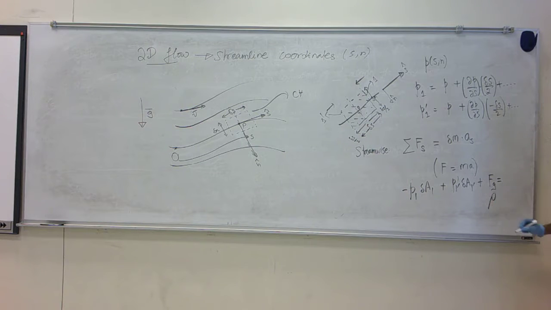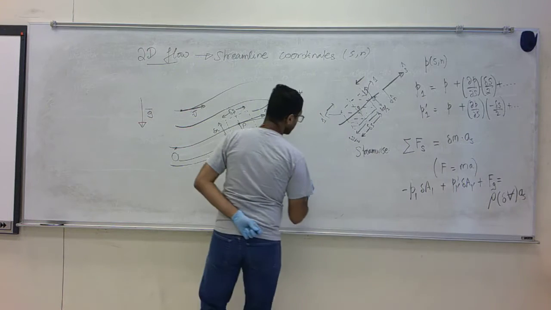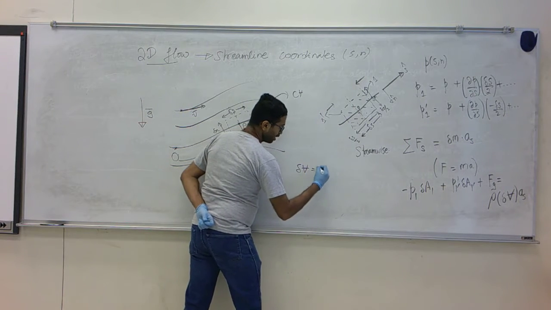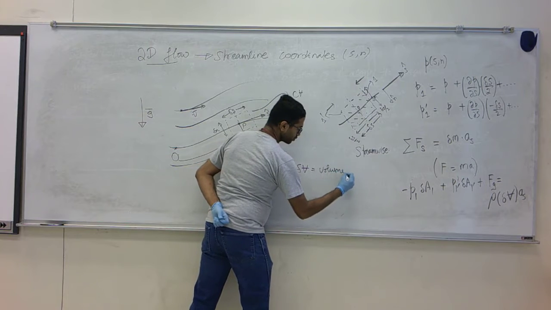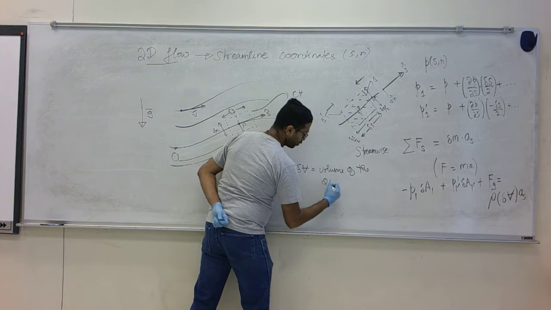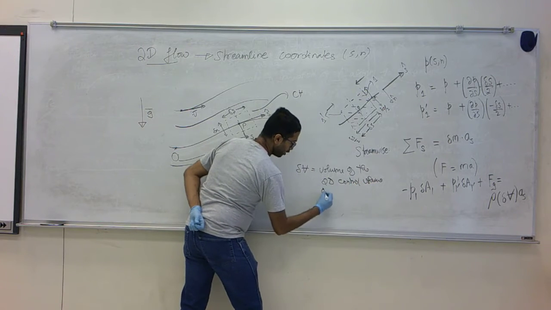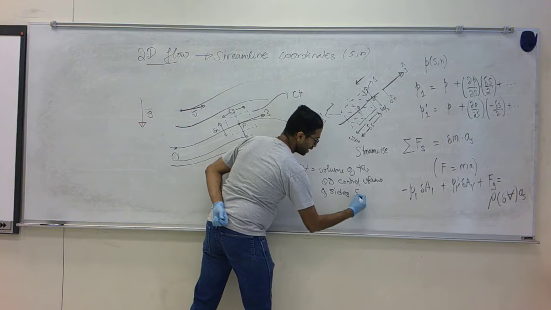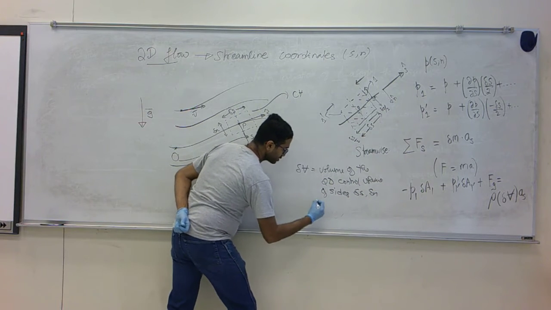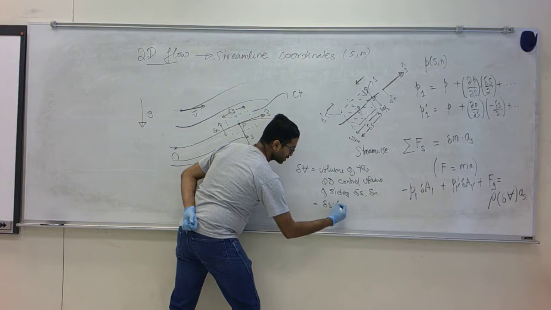Delta m will be the density of the fluid times the mass contained in this two-dimensional control volume, which is delta V times As. Okay. Now what is delta V? Delta V is the volume of the 2D control volume of sides delta S comma delta N. That is, delta V is delta S times delta N.